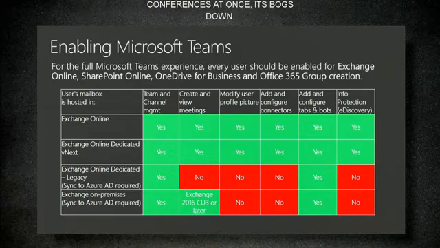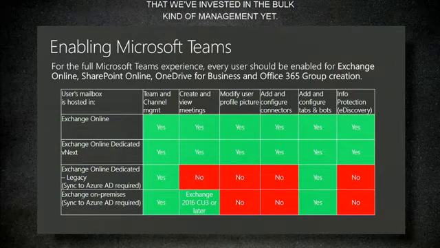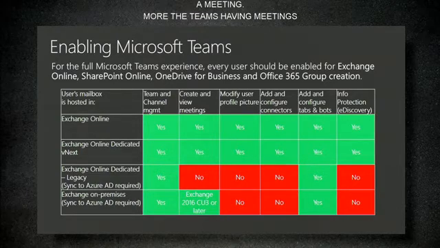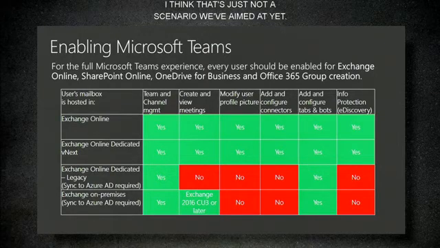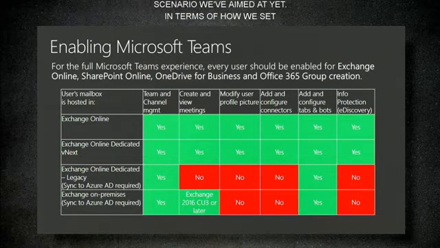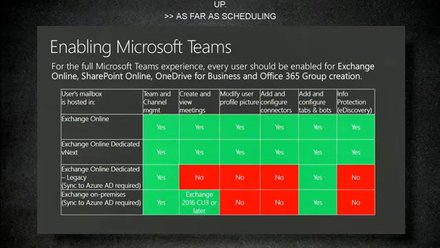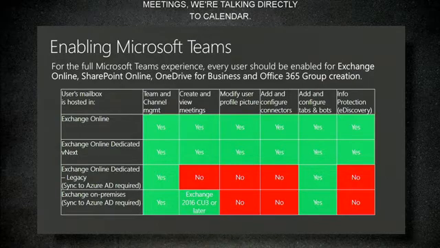I don't think as a scenario that we've invested in bulk management yet. We've been focused on scheduling a meeting, more the teams having meetings scenario. So I think that's just not a scenario we've aimed at yet. In terms of how we set it up, we're talking directly to Exchange calendaring when we schedule a meeting. We haven't run into any scalability issues, and scheduling too many meetings has not been an issue we've come across so far.